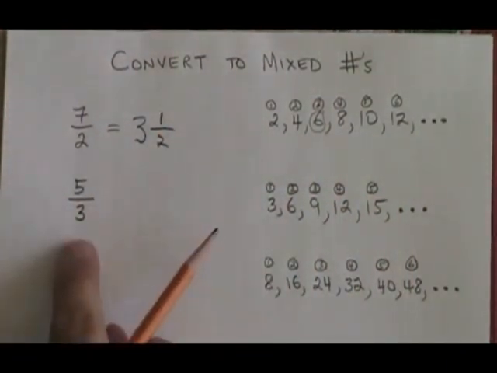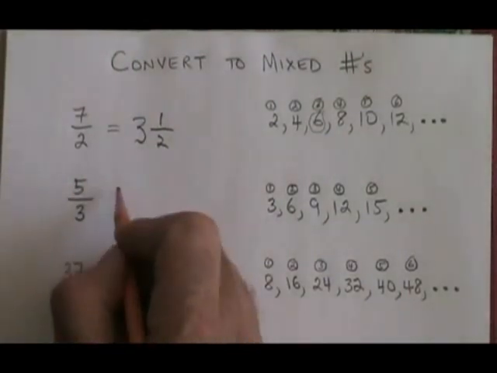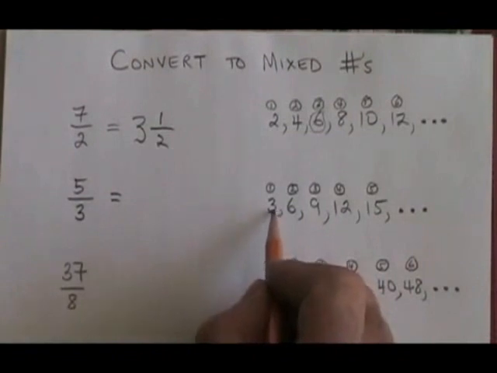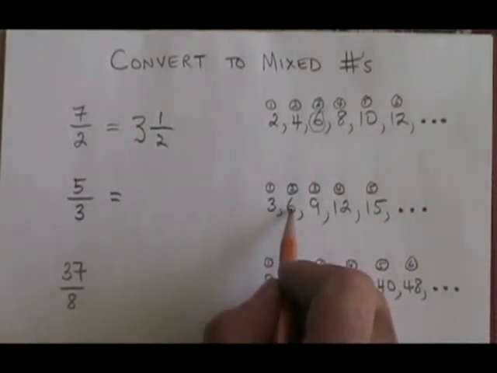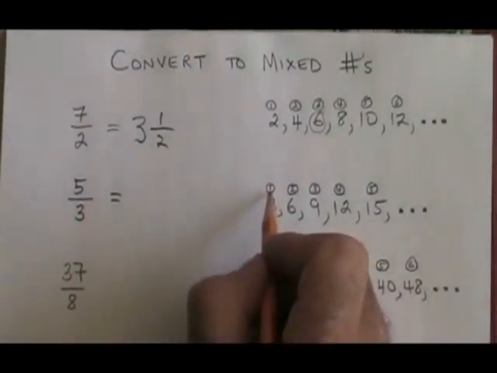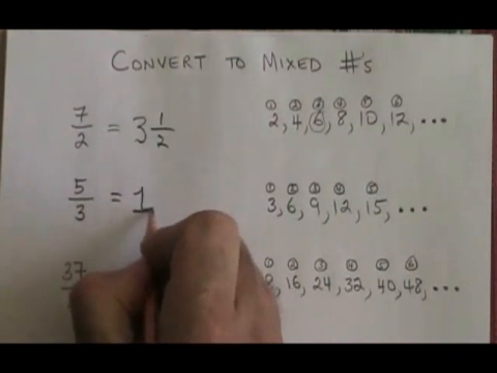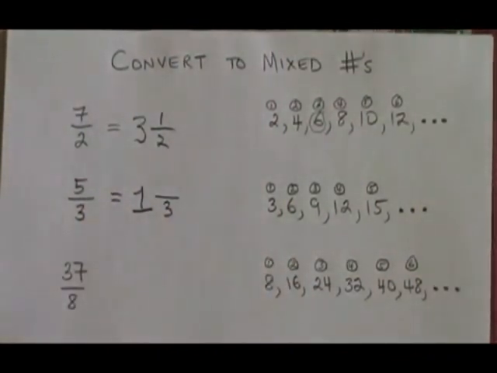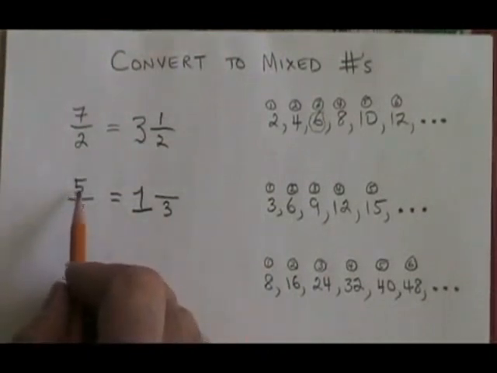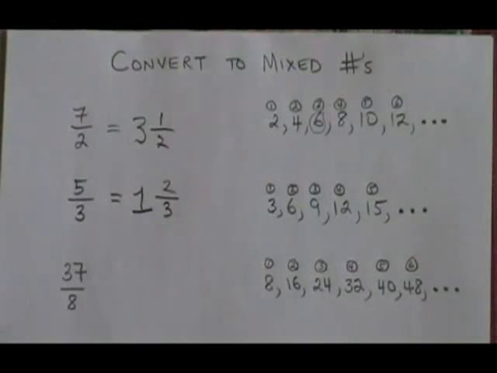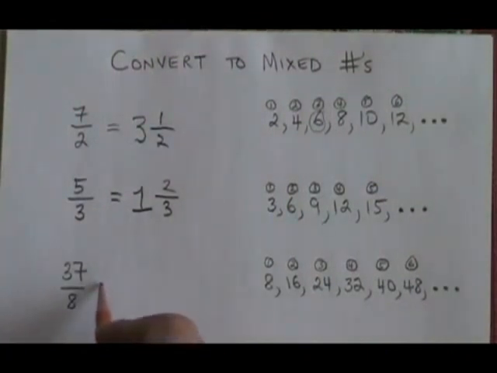Let's try it again with 5/3. 3 is the denominator. 3 fits into 5, but 6 doesn't fit into 5. So there's only one 3 that can fit inside of that 5. That is 3 times 1. I am going to put a big 1 here. The denominator stays the same. And then I say 5 minus 3 is 2. 1 2/3.